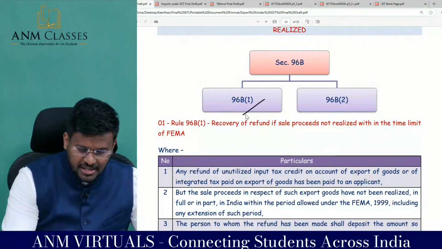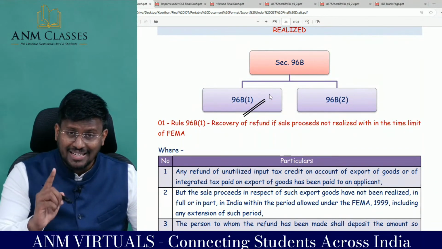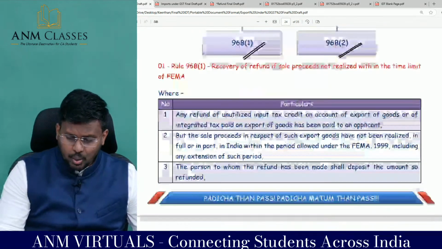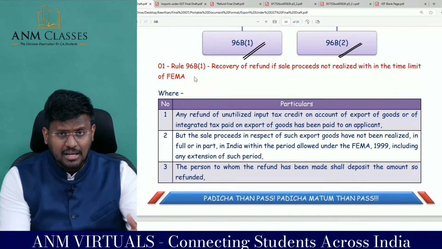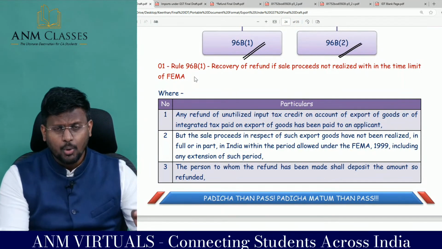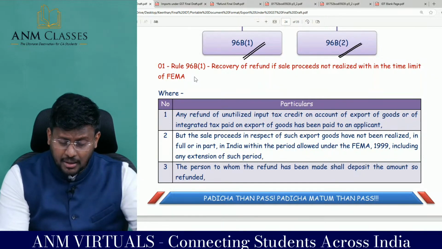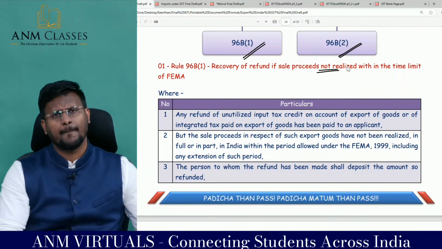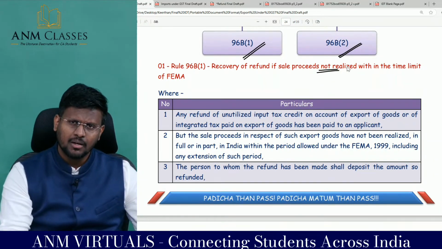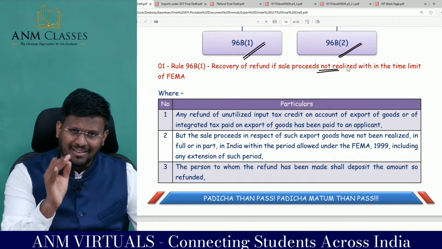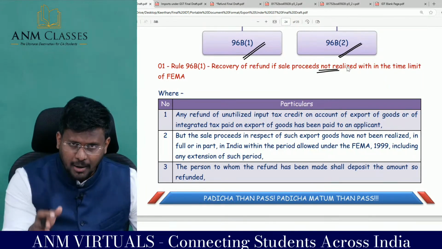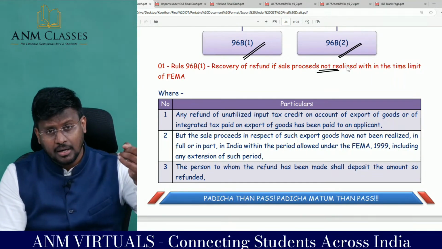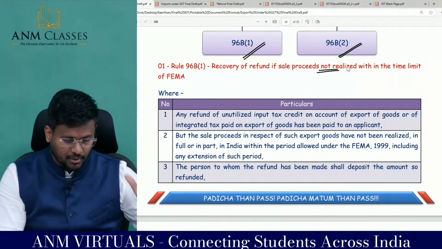Rule number 96B is classified into two categories: rule number 96B subsection 1 and rule number 96B subsection 2. What is rule number 96B subsection 1? Recovery of refund. Whatever amount of refund you got will be taken back by the department if sale proceeds are not realized within the time limit of FEMA. FEMA has a certain time limit. Once you complete your export, you have to repatriate the money within the time limit specified by FEMA. If within that time limit you have not repatriated the money, whatever refund you have enjoyed has to be returned back to the Government of India.